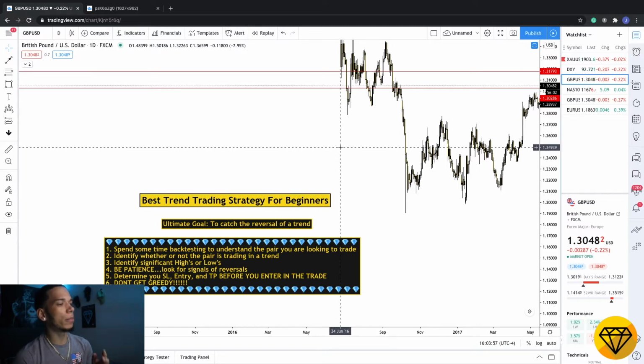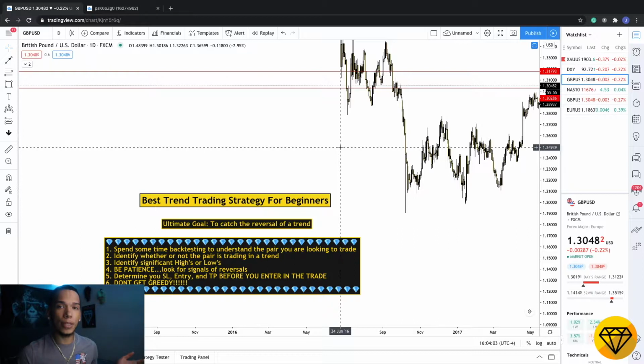After you do that, number two, you're going to want to identify whether or not the pair is currently trading in a trend. So this can range, right? From one week, the pair could just be ranging. Another week, the pair could take off, impulsive move, and boom, it's trading in a trend. So you need to understand what the pair is doing at current time.